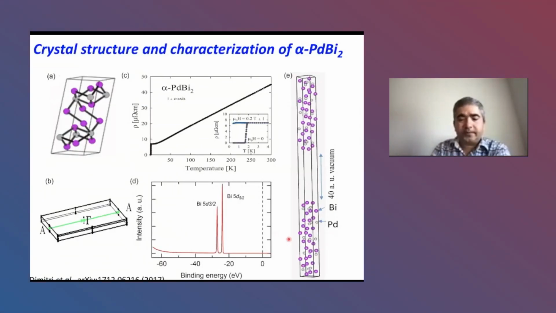Okay, so this is the crystal structure and characterization of alpha-PdBi2. It's a monoclinic crystal structure and centrosymmetric, so you see the top and bottom surfaces look the same. This is a resistivity measurement, so Tc is less than 2 Kelvin. And this is the Brillouin zone, and you can see the core level measurement. And this is a unit cell.